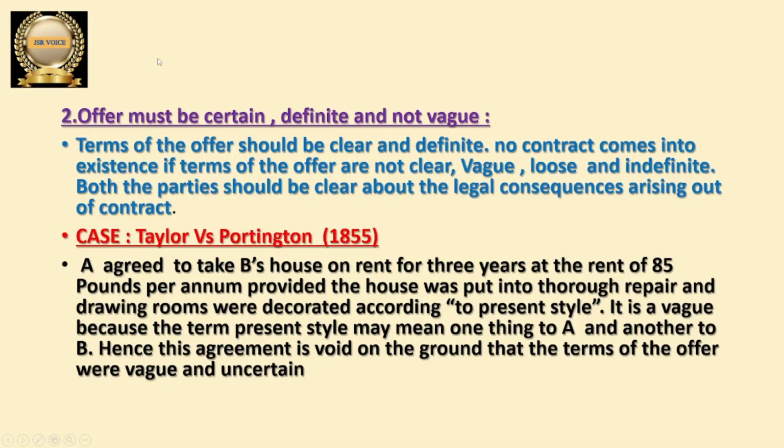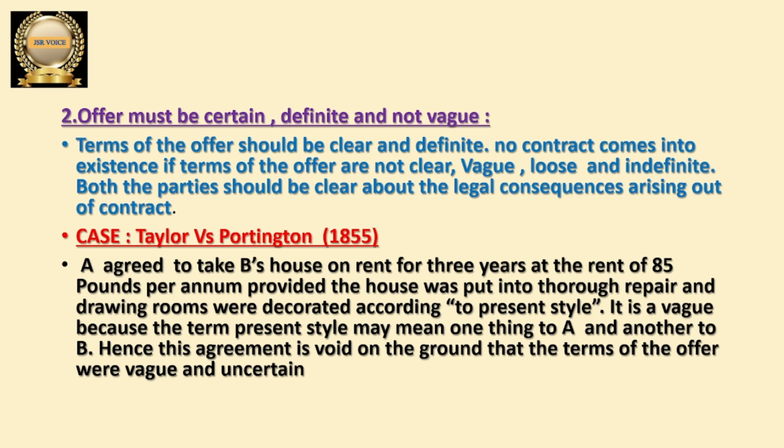Next, the second one: offer must be certain, definite and not vague. Whatever offer is made by the offerer, that should be certain. Certain means it should be clear, and definite and not vague. To do anything, that should be clear actually. The terms and conditions in the offer should be very, very clear, and the offeree should know what the offerer is actually offering. All the terms and conditions and everything should be clear.